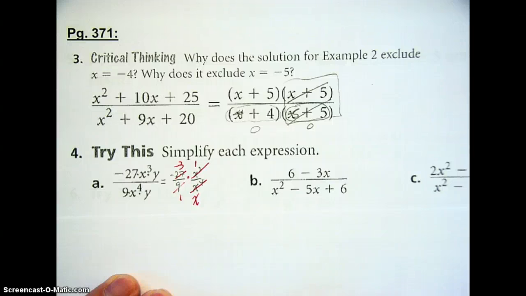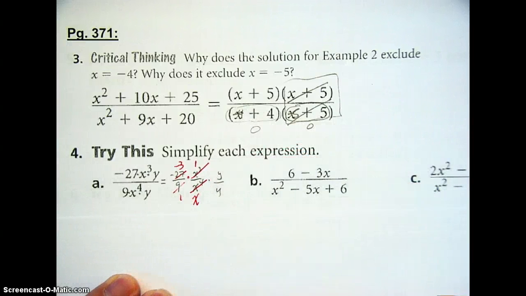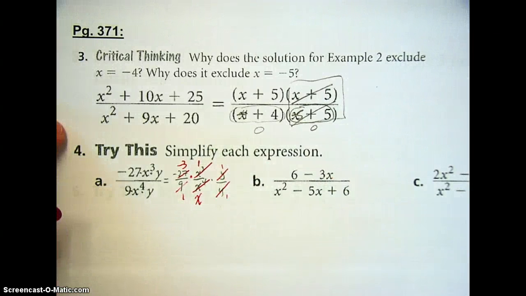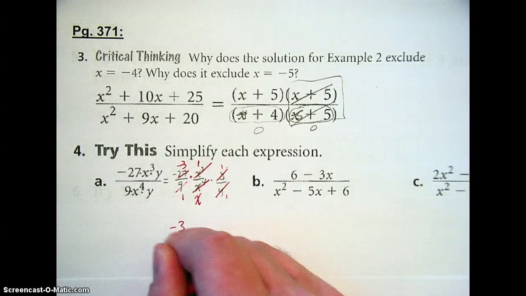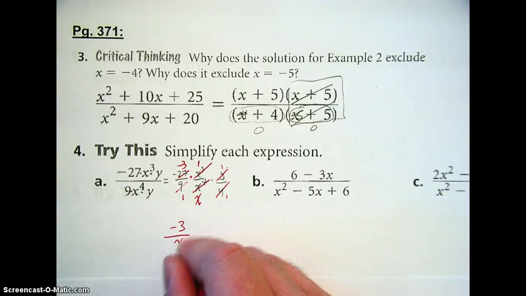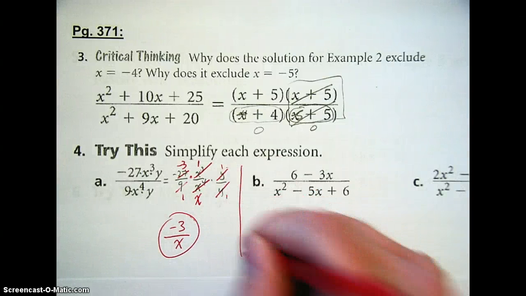And then we have y over y, and they cancel. Okay, so that just becomes 1 over 1, which we don't worry about. So, grand scheme of things here, we have -3 times 1 times 1, or -3. Okay, and we have 1 times x times 1, which is x. -3 over x. Questions on A?